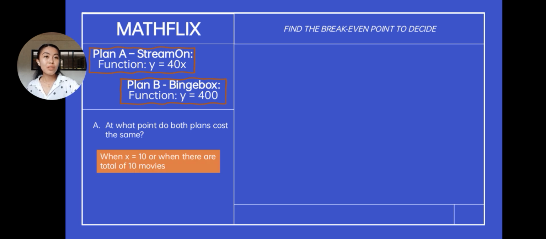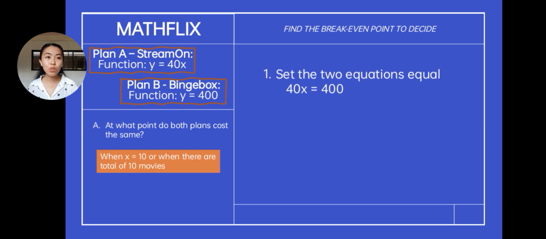But how? To do this, let's first set the two equations equal. For plan A, we have the first equation, 40x, which is equal to our plan B linear function, which is 400. We just set them equal to each other.